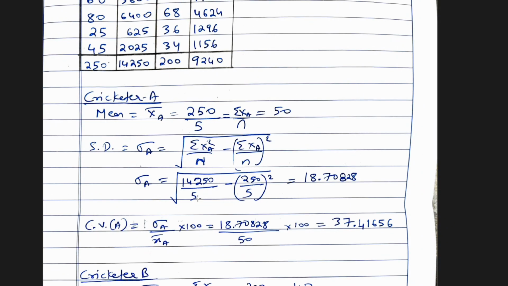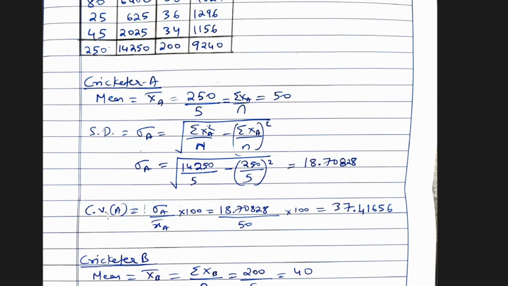So that is root of 14250. This one, we have to substitute here: 14250 divided by 5 minus 250 by 5 whole square. So when you solve this, the answer will be 18.70828. You can take maximum up to 4 decimals. Okay, so when you take 4 decimals, the answer will be more accurate. So make sure about that.